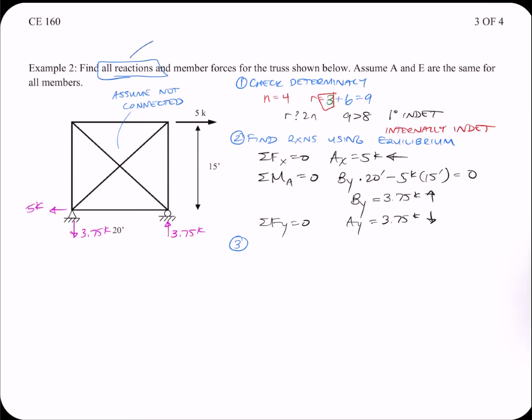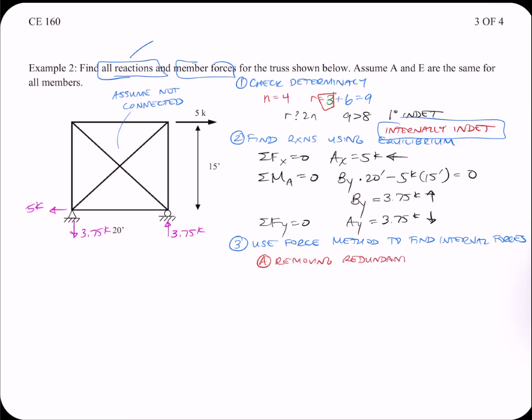Check. I need my member forces. So before I jump to method of joints or sections, I know it's indeterminate. I am going to need to use force method to find the internal forces. Do that by removing a redundant member.